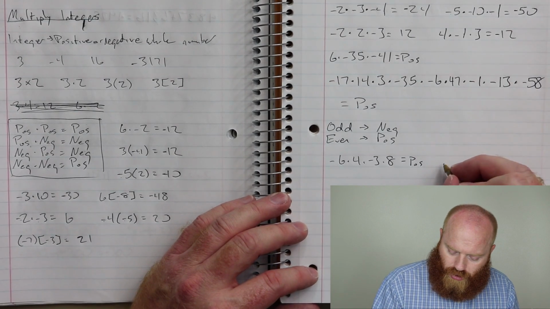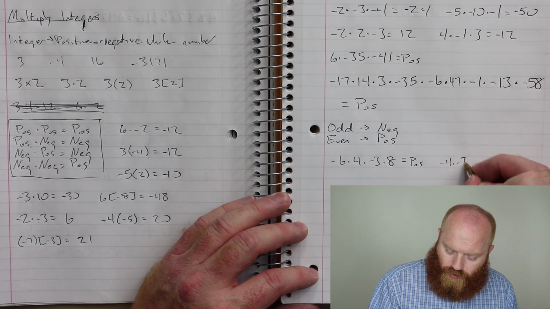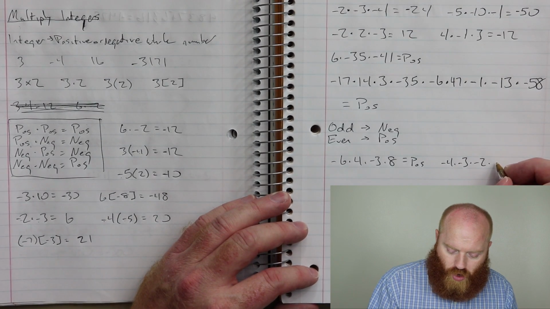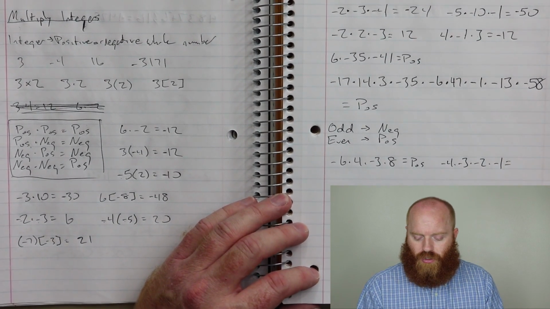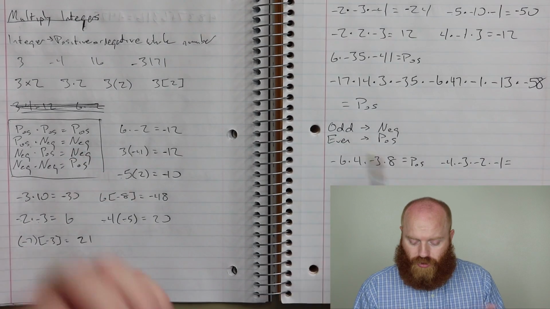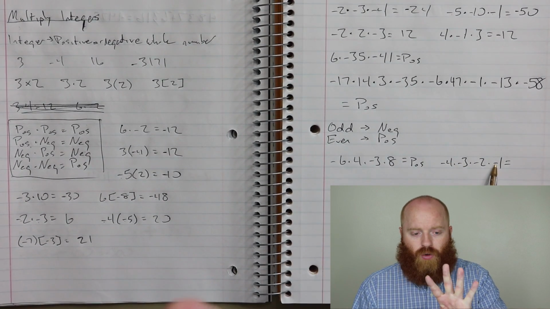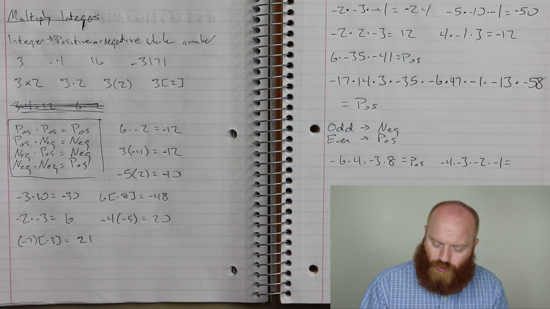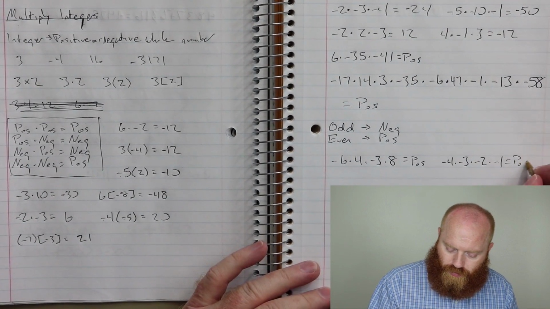What about negative 4 times negative 3 times negative 2 times negative 1? I just need to count up my negatives. 1, 2, 3, 4. These two cancel, these two cancel. I don't have any negatives left. The answer will be a positive number.